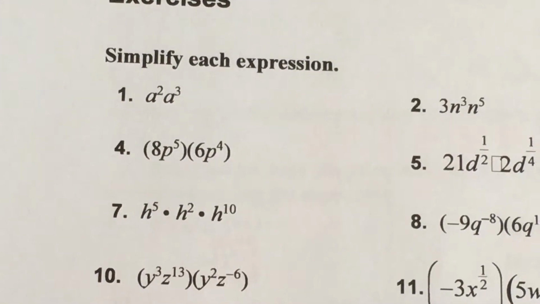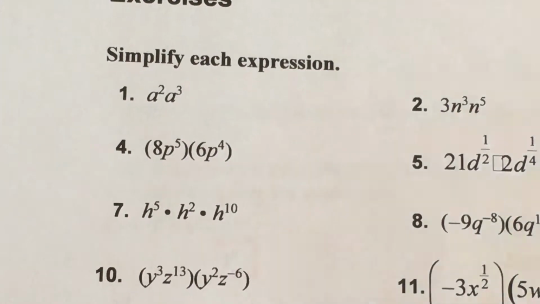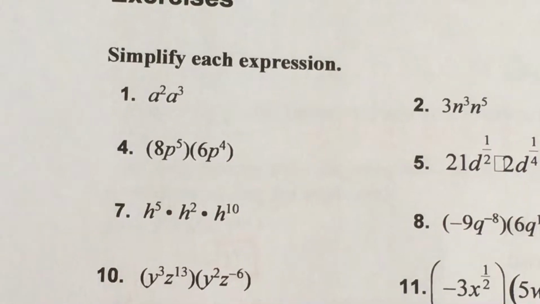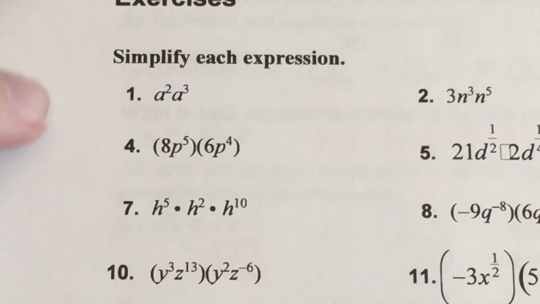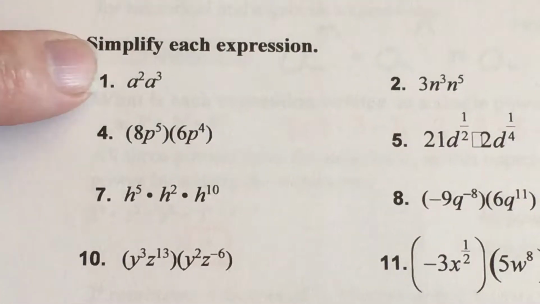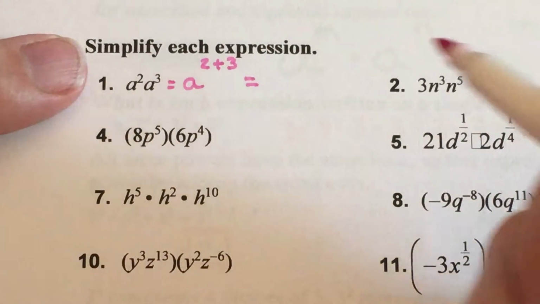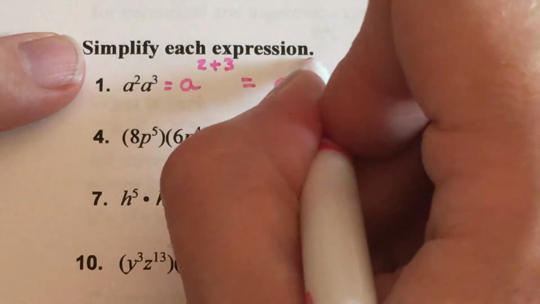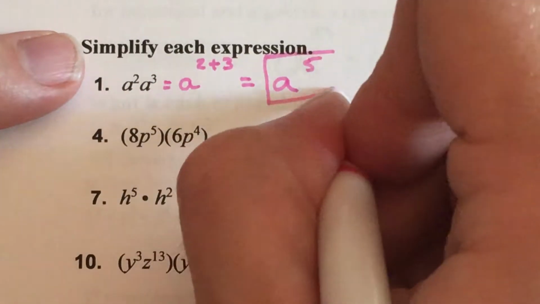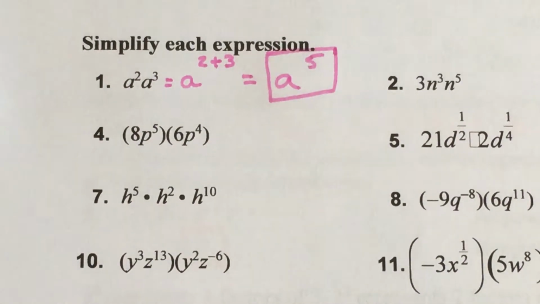Let's go do some examples together. All right, problem number 1. I have a to the second times a to the third, so that becomes a to the 2 plus 3, and we finish it off with, that's right, a to the 5th power. Done. Love that. So easy.